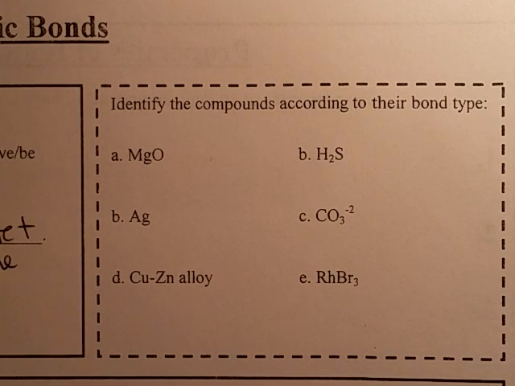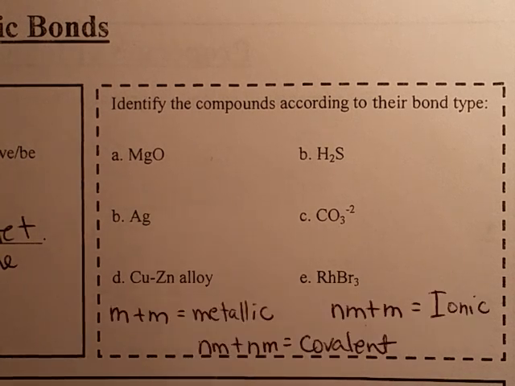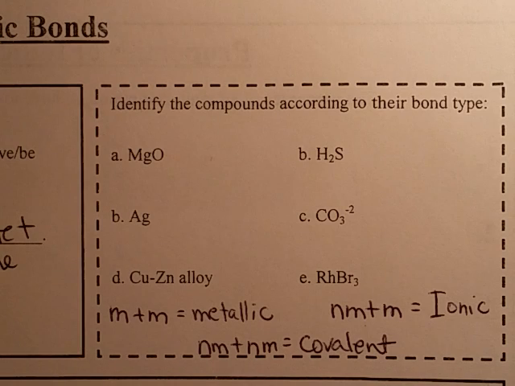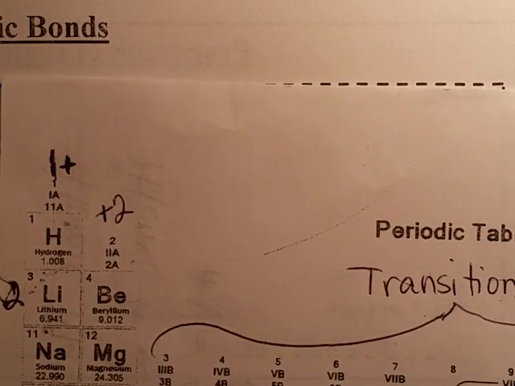Okay, let's identify the compounds according to their bond type. You will need to remember that metallic is metal to metal, covalent is nonmetal to nonmetal, and ionic is nonmetal to metal. So you'll look up each of these elements on the periodic table first. Find magnesium on the periodic table and find oxygen. I'll do the first one with you.